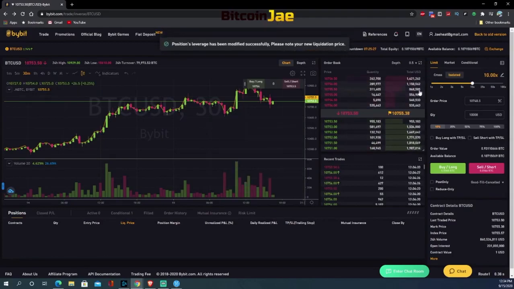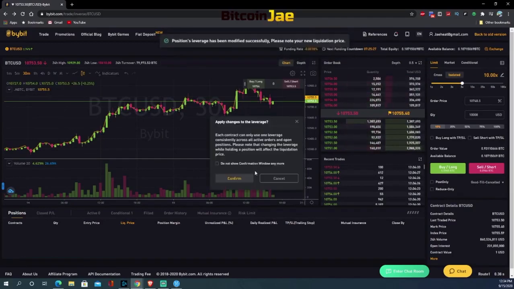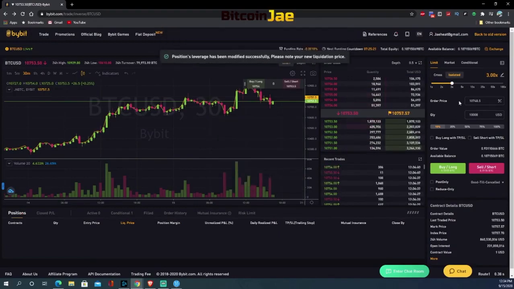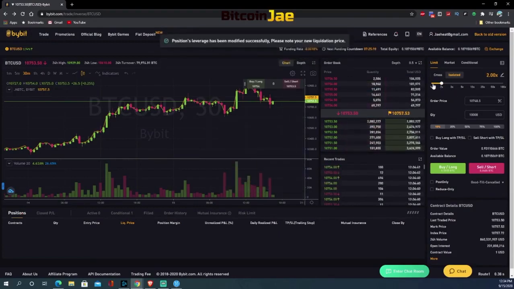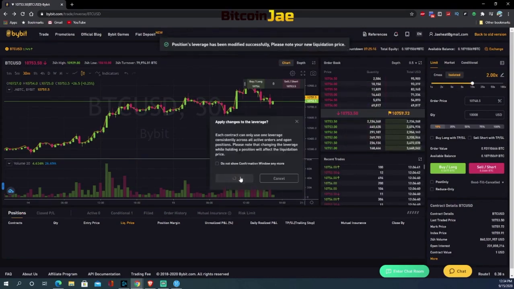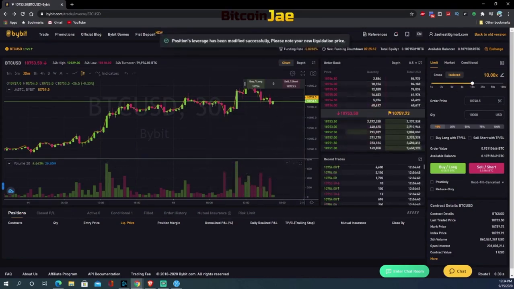As a rule of thumb, if you're a beginner, I do not recommend more than 2 to 5 times leverage. If you're a seasoned pro, 10x is the sweet spot. Anything else, I think, is more like gambling than anything else. But every now and then, I do use 25x.